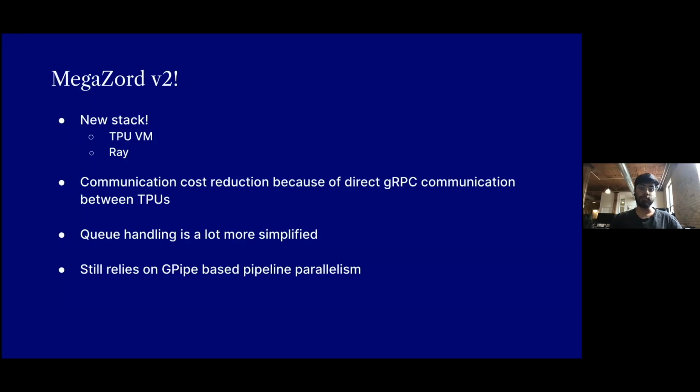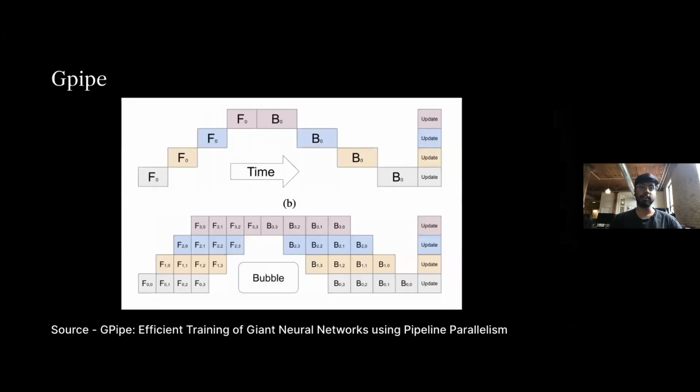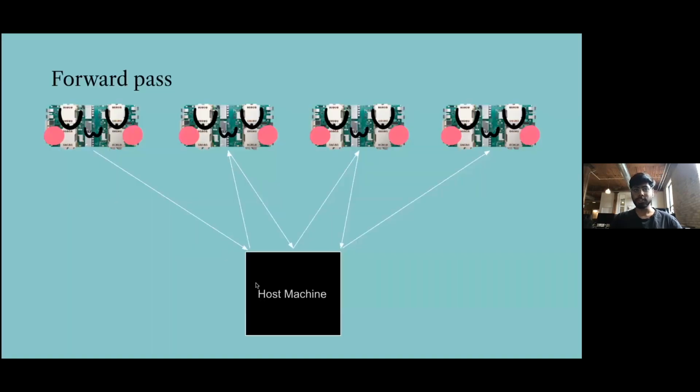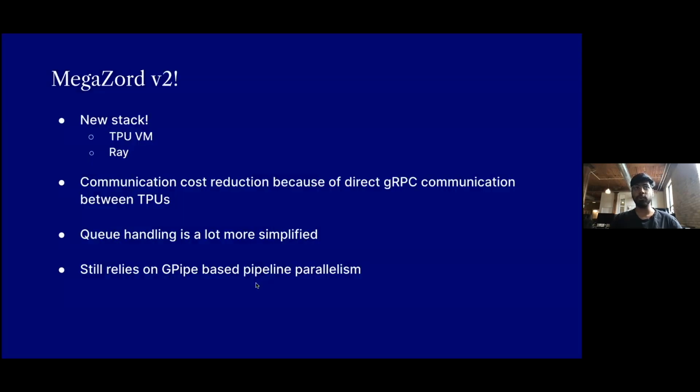One thing to note is that we were still using Megazord V2 with GPipe, which means that if you go back, there's still this bubble where your TPU cores have idle time. They're doing nothing in this bubble stage. So with pipeline parallelism, we were getting the scale that we wanted, but the core utilization is one aspect that we wanted to improve upon.